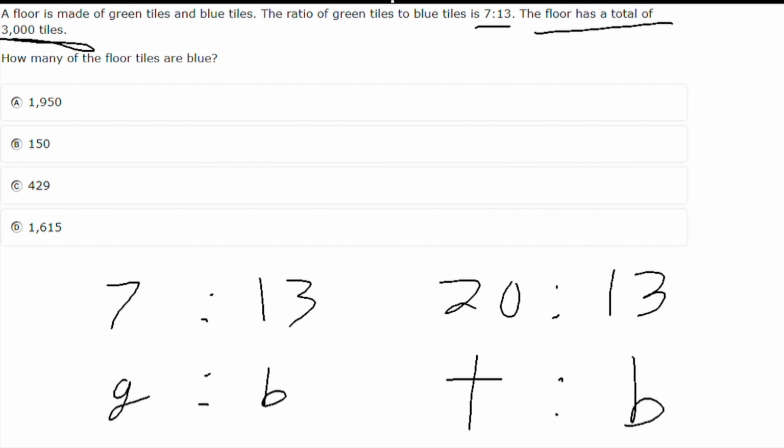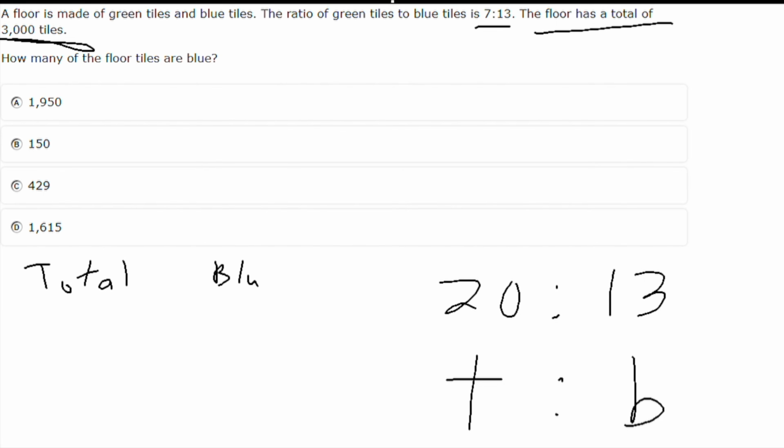So we have a new ratio of 20 to 13. 20 represents the total, 13 represents the blue. So now we're going to be able to use this new ratio to calculate how many of the floor tiles are blue. So when dealing with ratios, I like to line them up. We have the total, okay? We have the total, and then we have blue. Total to blue, all right?